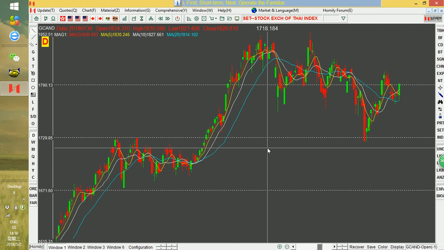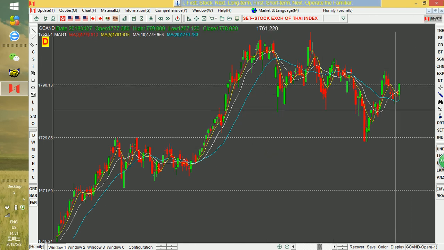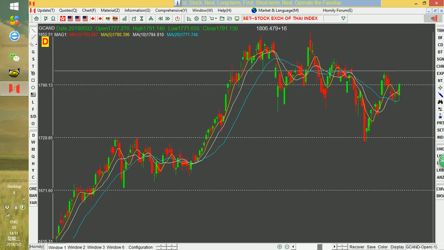It shows people the different times we should hold. If I do the long term trend, that means at this time I should hold my stock, and if I do the short term, I should sell my stock. It helps you know where your cost is and where you should hold your stock. So this is where MA is different from Homily Rainbow.